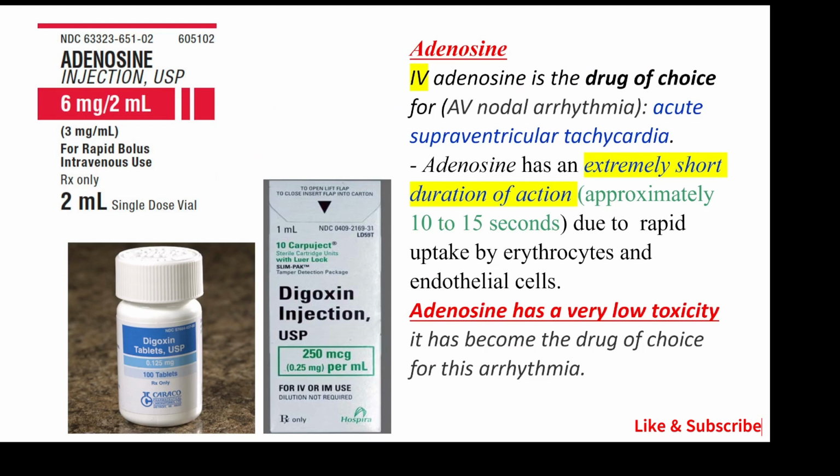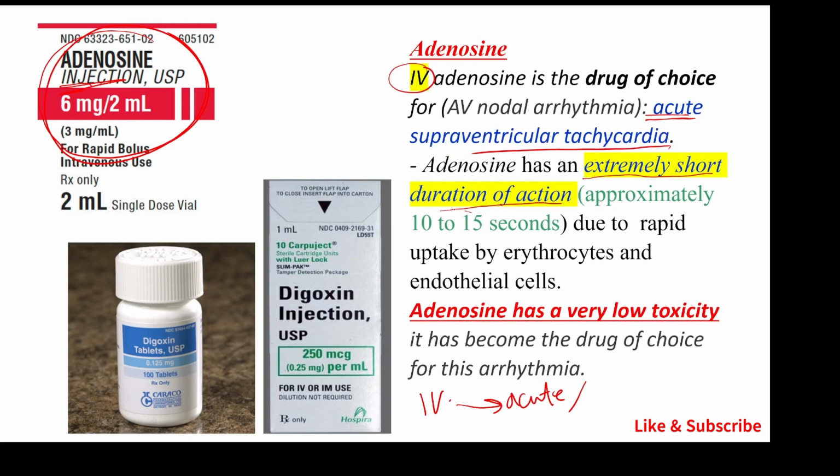Okay, speaking about adenosine. First of all, we need to remember adenosine injection, IV. That's number one. Adenosine is used for acute treatment, anything IV. Remember, when you have IV, remember the acute, emergency treatment. So it is used for acute supraventricular tachycardia. Adenosine has an extremely short half-life, 10 to 15 seconds, due to rapid uptake by erythrocytes and endothelial cells. Adenosine has very low toxicity.